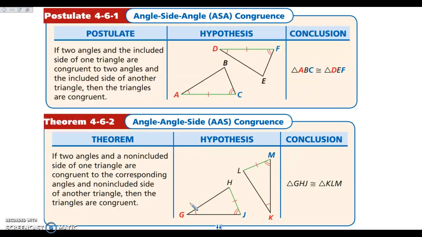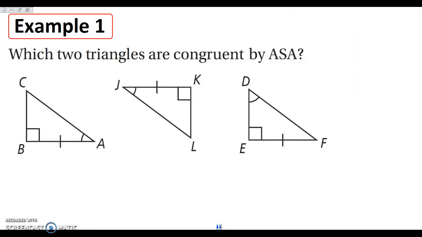So when you're looking at today's shortcuts, we're looking at 2 pairs of angles congruent. Then your question is, where's the side? Is it between those 2 angles? Because then that's angle, side, angle. Or is it not between the 2 angles? Because that's going to be angle, angle, side. Okay, let's take a look.